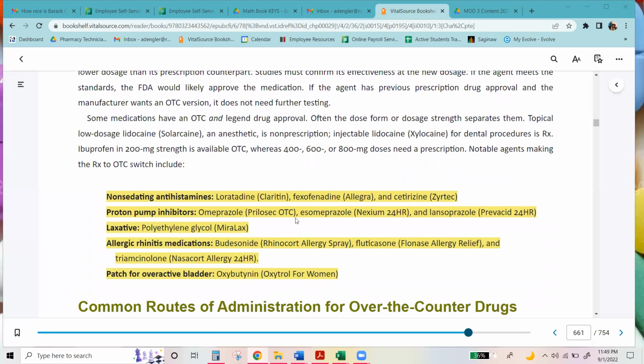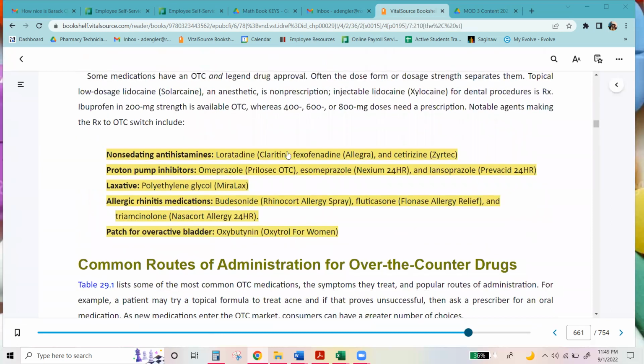Here are some more notable agents. I kind of already went over them a little bit. So Claritin, Allegra, Zyrtec, your non-sedating antihistamines. Proton pump inhibitors like omeprazole, Prilosec, Nexium, and Prevacid, all for GERD or acid reflux.